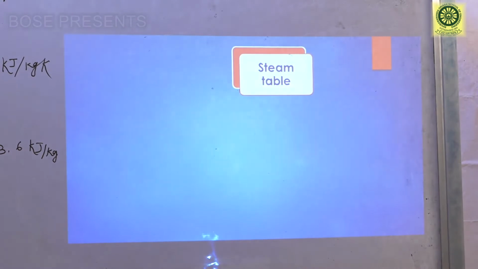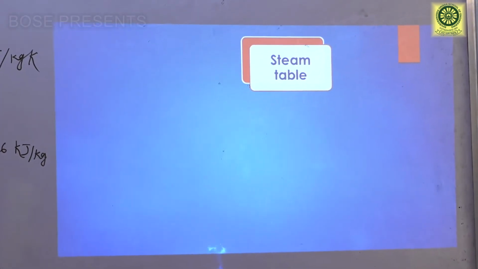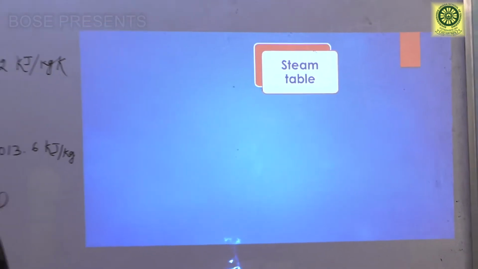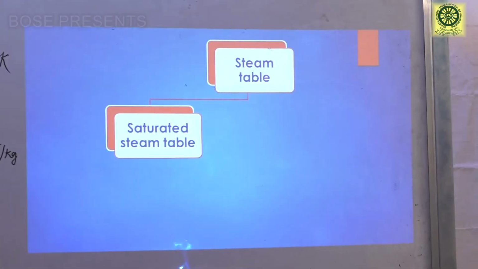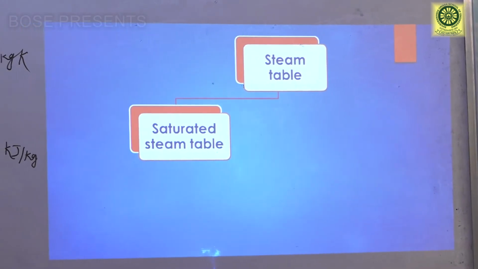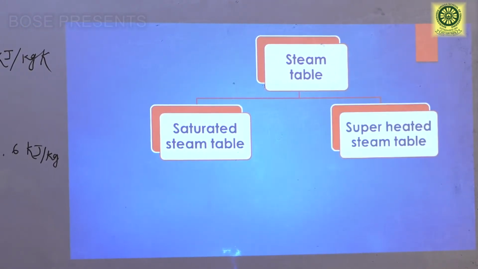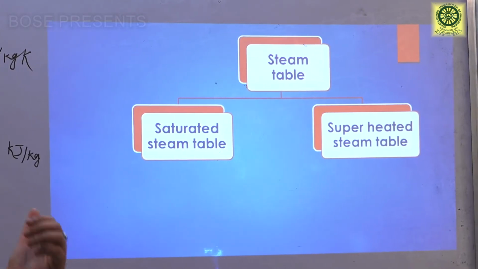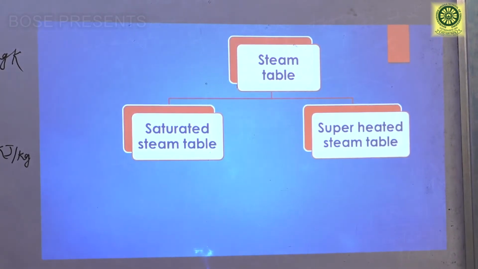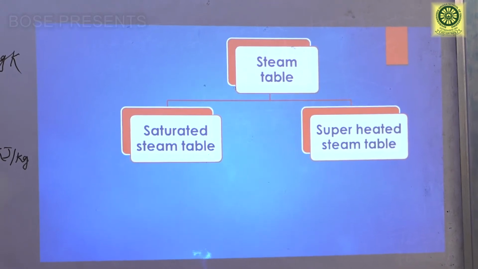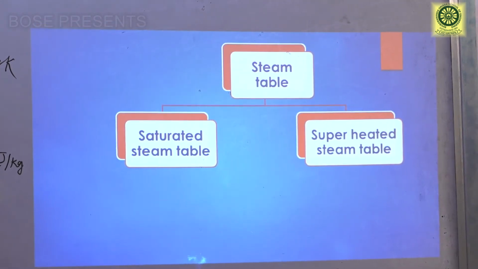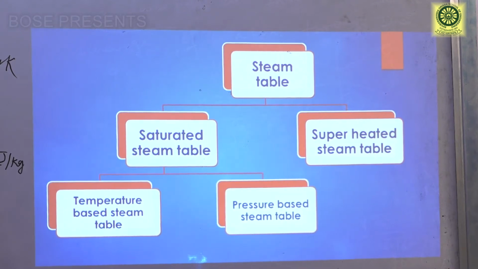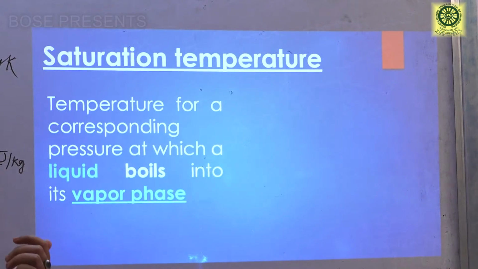First, if you see your steam table chart, it is usually available in two different forms. First is for saturated steam, that is your saturated steam table, and one for superheated steam, that is your superheated steam table. Then again, the saturated steam table can be seen in two different forms: one is temperature based and another one is pressure based. So let's see those diagrams.